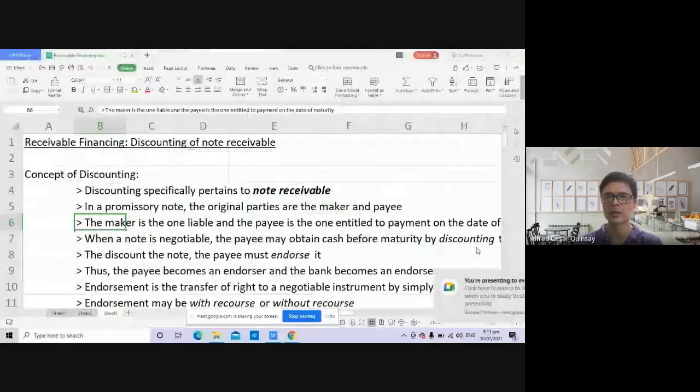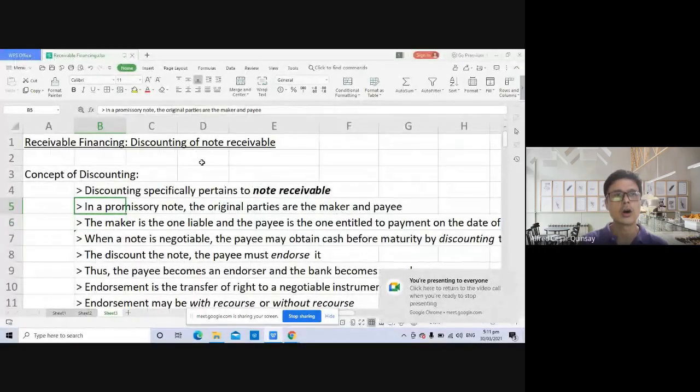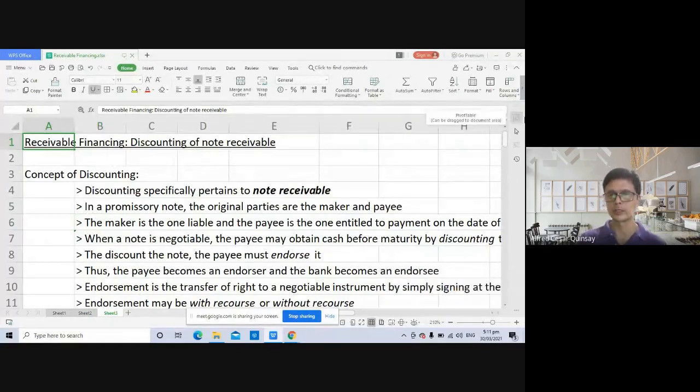Okay, so before we move forward, let me just share you the screen. So I'm going to present the screen with you. So these are some of the notes on receivable financing featuring discounting of notes receivable.